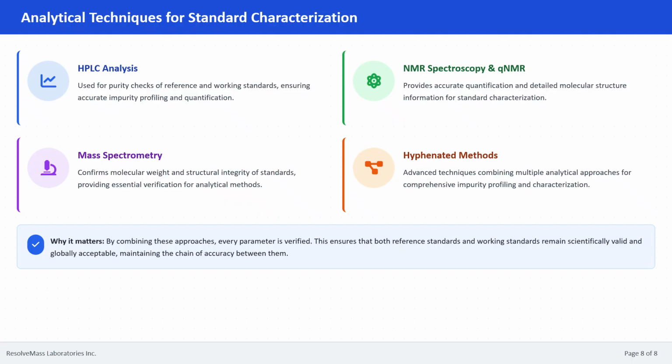To protect the chain of accuracy, advanced analytical techniques are used. HPLC confirms purity and impurity profiles. NMR and QNMR provide structural and quantitative certainty. Mass spectrometry verifies molecular weight and integrity. When these techniques align, your standards are not just qualified, they are defensible at a global regulatory level.